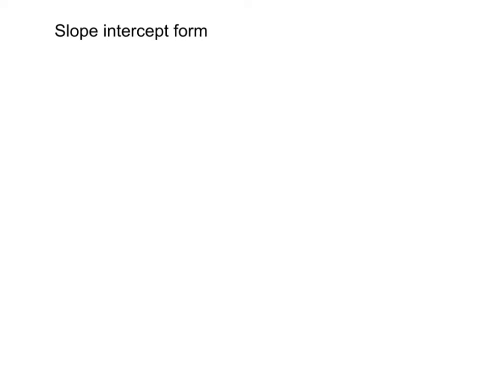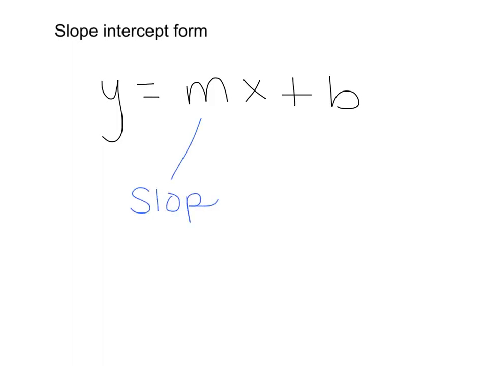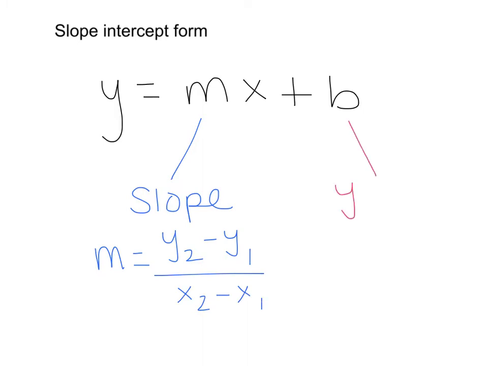You guys are very used to seeing the equation of a line written in slope-intercept form. So slope-intercept form is y equals mx plus b. M is your slope that we found earlier, m equals y2 minus y1 over x2 minus x1. And then b is your y-intercept, so where your line goes through your y-axis.